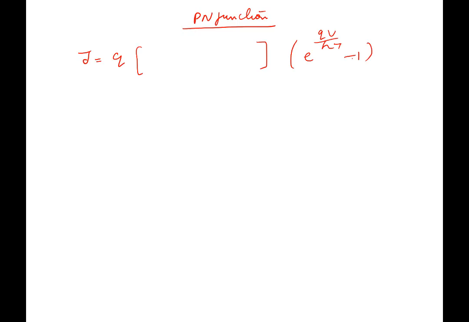All right, so let's continue with regards to the PN junction. If you recall, in the last couple of lectures, we have derived this equation, J equal to Q... How would you remember an expression for current? Q V by K T minus 1, of course, for a PN junction. There are two terms. How would you remember the first term?